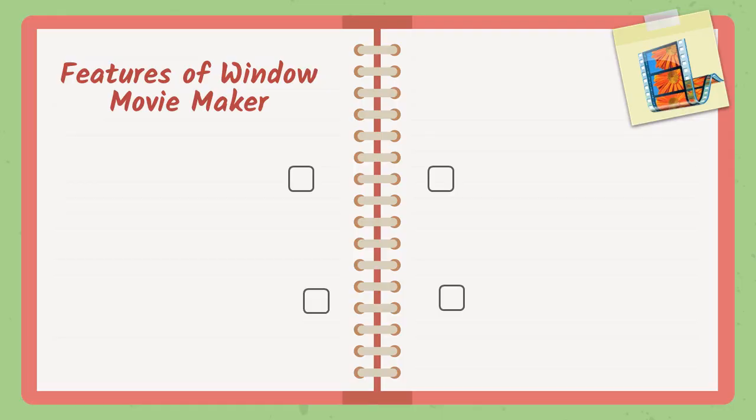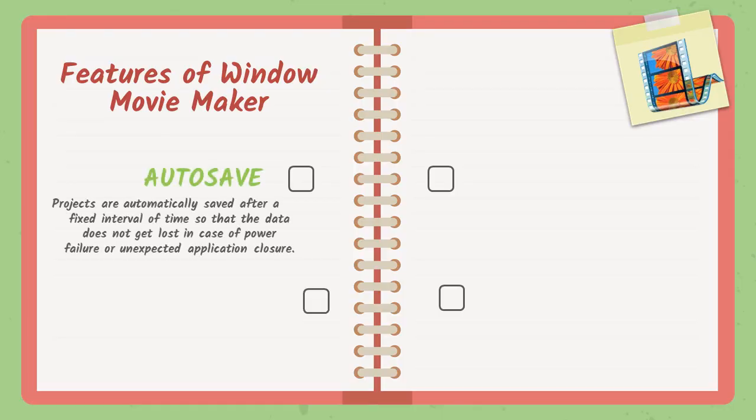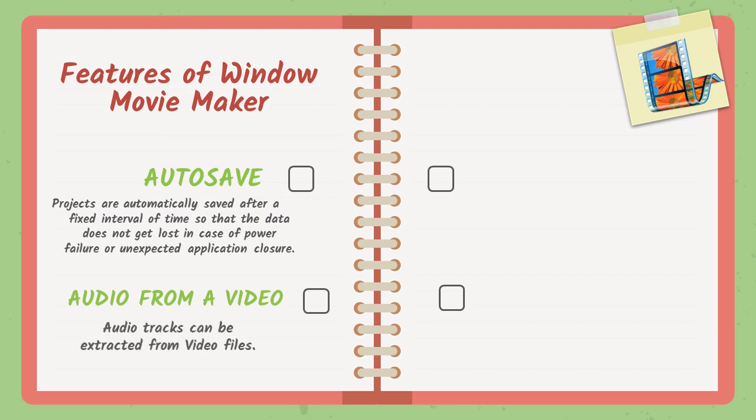The first feature is autosave. Projects are automatically saved after a fixed interval of time so that the data does not get lost in case of power failure or unexpected application closure. Second, audio from a video. Audio tracks can be extracted from the video files, as we can do in many apps like Viva Video and InShot.